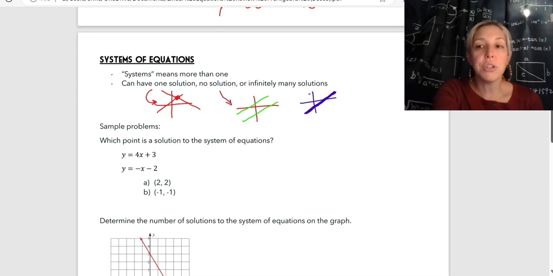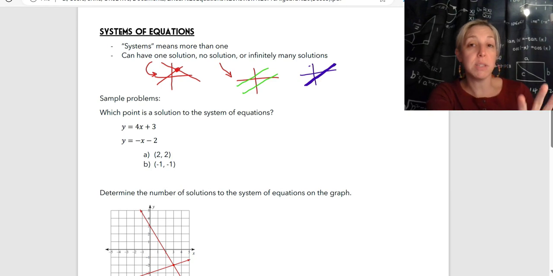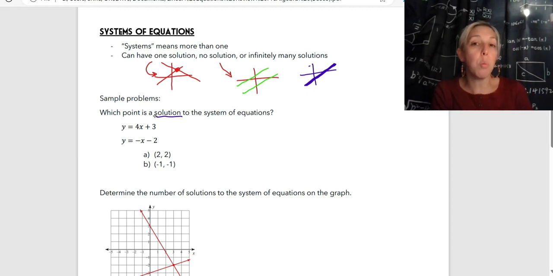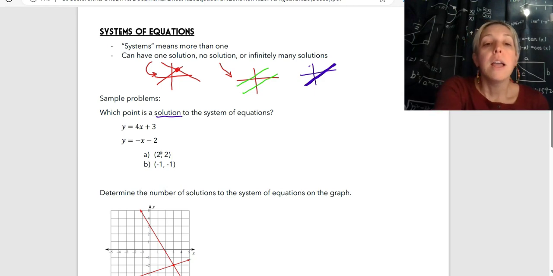So one of the questions you're going to have on your test is it's going to give you a system and it's going to say which of the following points is a solution. Solution means it has to work in both equations. So this is just kind of guess and check. Totally use a calculator for these. Don't try and do them in your head. Don't forget also when you're doing these, the first point or coordinate is x, the second one is y.